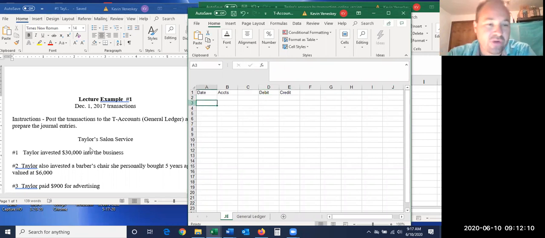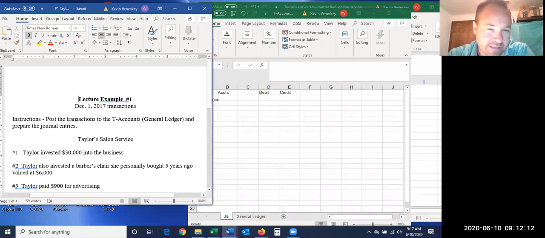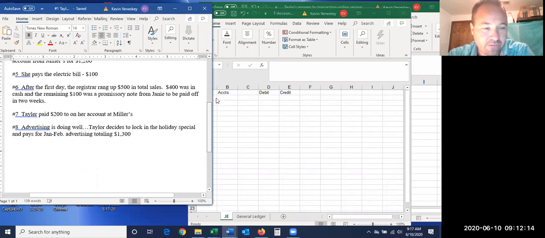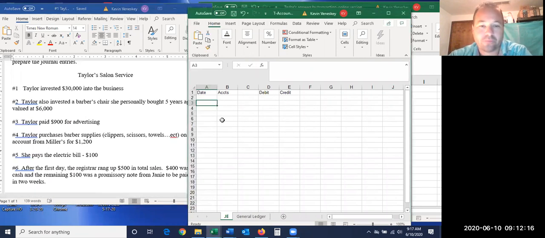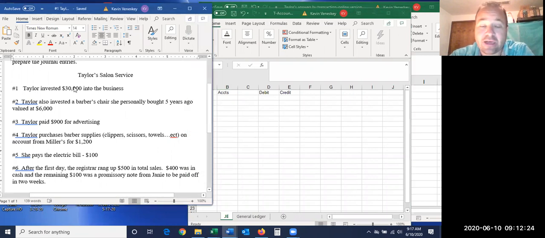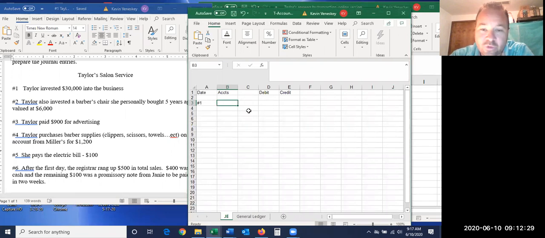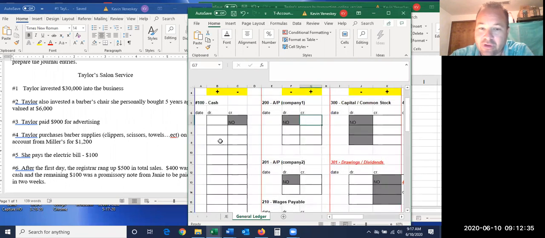Now, for the transactions, you can see these aren't really dates. I just have them listed in numerical order. So if that's the case, we just call this date number 1. Then we'll be able to begin to journalize and keep track of everything that's going on in our business. Once we journalize it here, we're then going to go back to our T accounts in the general ledger and insert the amounts in the appropriate places.